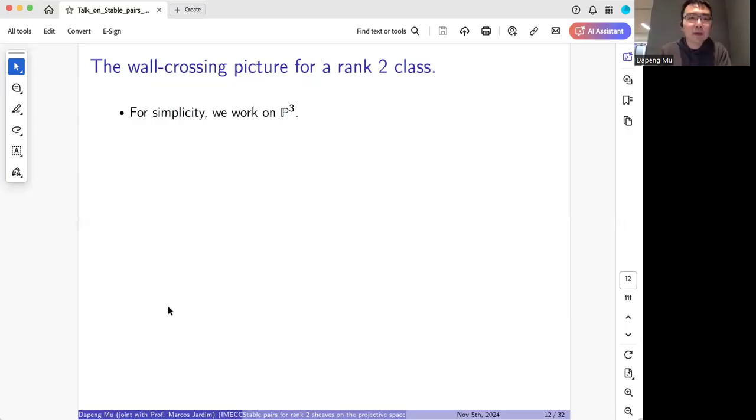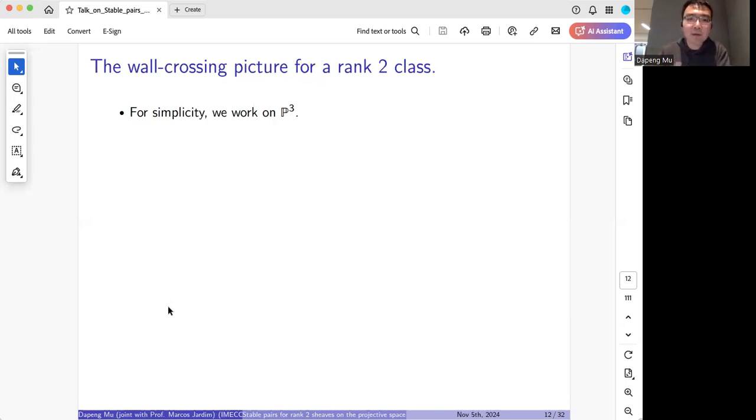Okay. So now I'm going to talk about the first main result. It's our wall crossing picture for the rank 2 class. You will see we do have a generalization of the Serre correspondence, and for the rank 2 case, we have a specific geometric interpretation of the moduli of pairs.